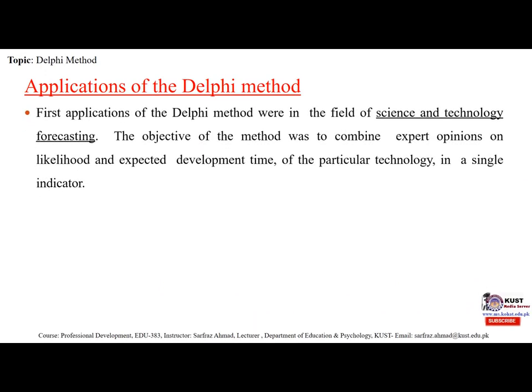Now there are some applications of the Delphi method. The first application of the Delphi method was in the field of science and technology forecasting. The objective of the method was to combine experts' opinions on the likelihood and expected development time of a particular technology in a single indicator.